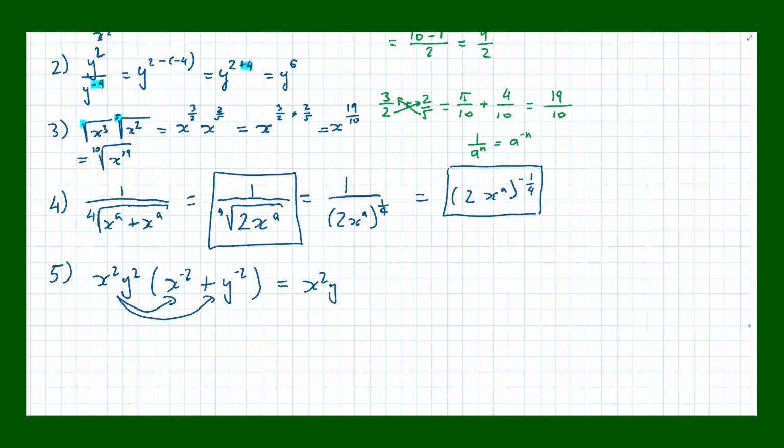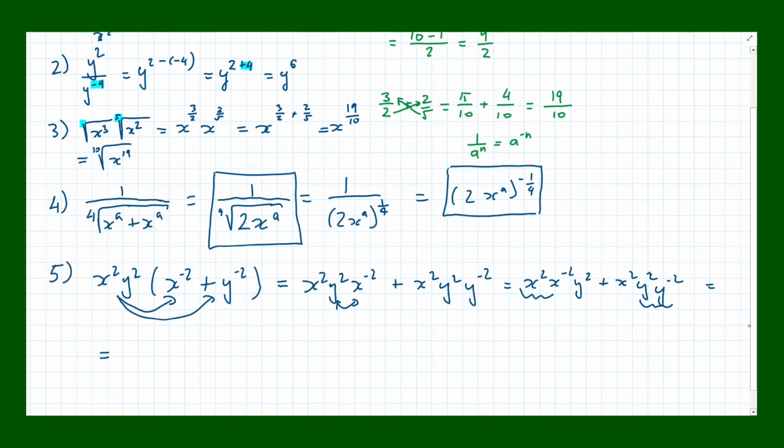So x squared y squared multiplied by x to the negative 2, plus x squared y squared multiplied by y to the negative 2. So what I'm going to do in the next step is switch the y squared with x to the negative 2, so the x's are next to one another. y squared plus x squared y squared y to the negative 2. And now what I have here is x and y's multiplied together with different powers. So I can use the rule of adding the powers together.